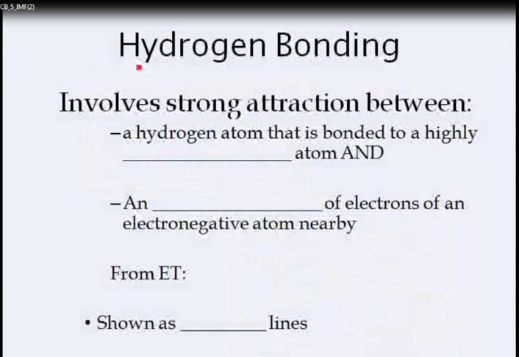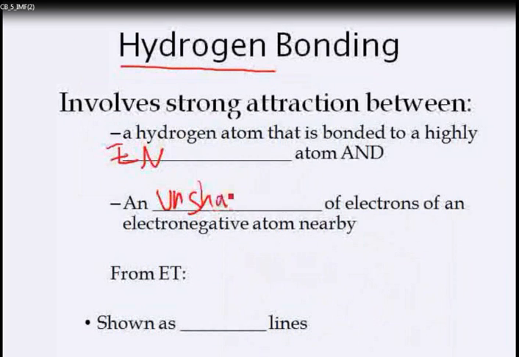The third and last type of hydrogen bonding is the strongest. And this involves a hydrogen atom that is strongly bonded to a highly electronegative atom and an unshared pair of electrons of an electronegative atom nearby. Okay, so let's see what this means.